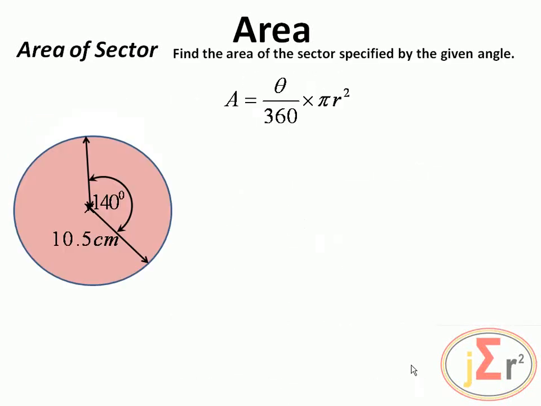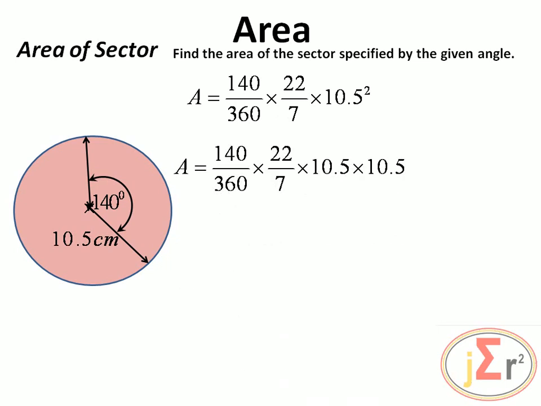Of course, we have another one, but this time the radius is given, and we are going to use theta to be divided by 360 times pi r squared. And we are just going to put the figures in, and of course we have 10.5 squared means 10.5 multiplied by 10.5, and we are going to reduce those two, and then reduce this. Of course, we know that 7 will go into 10.5 1.5 times.